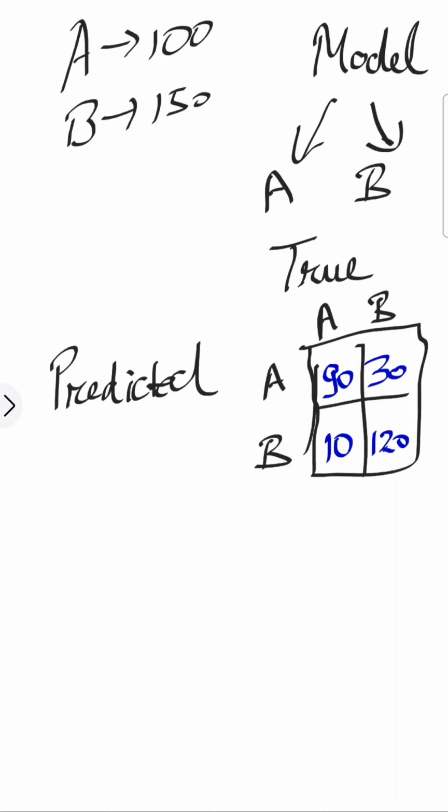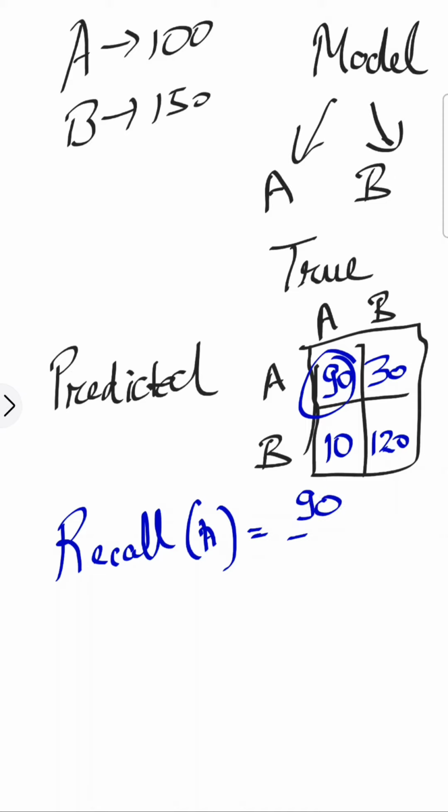Now when calculating the recall for class A, we have to look at how many data points belonging to class A were correctly identified as class A. So in this case it is this number, which is 90, divided by the total number of data points belonging to class A, which is 100. This comes out to be 0.9, equal to 90%.